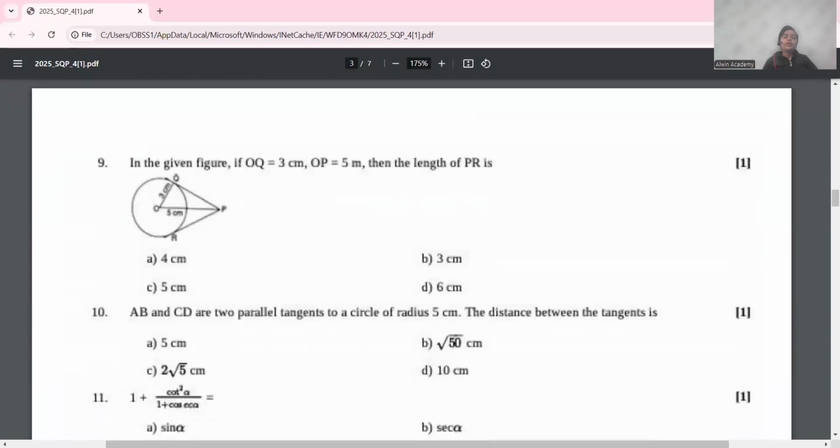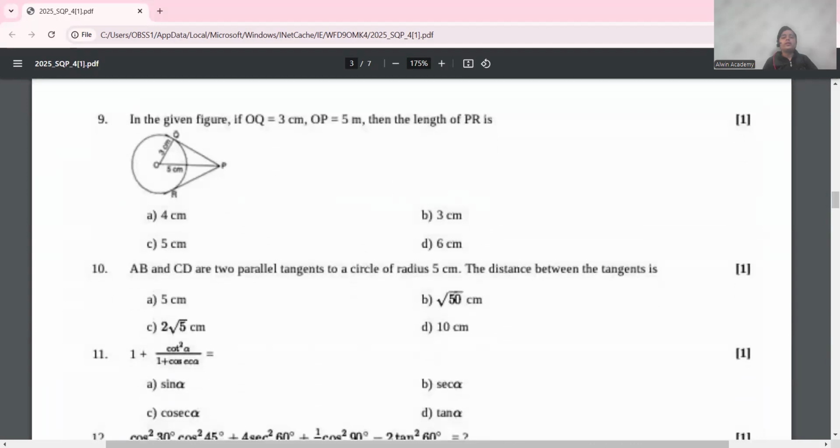In the given figure, OQ is 3, OP is 5, then the length of PR. We have to find this particular length. So why not just take this radius? Since the radius of a circle is always equal, we get this is also 3. And herein, since this is a tangent, we have a right angle. We can apply Pythagoras theorem and get the value of PR as 4 centimeter, option number A. Moving on to the next question.